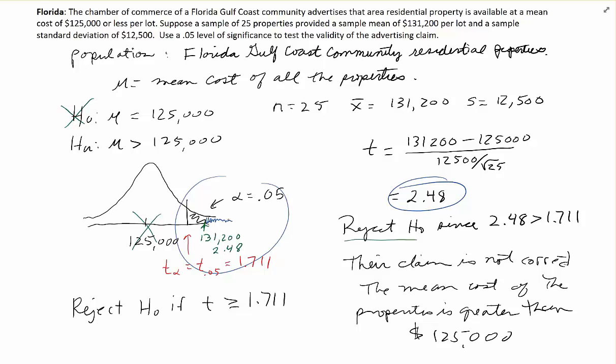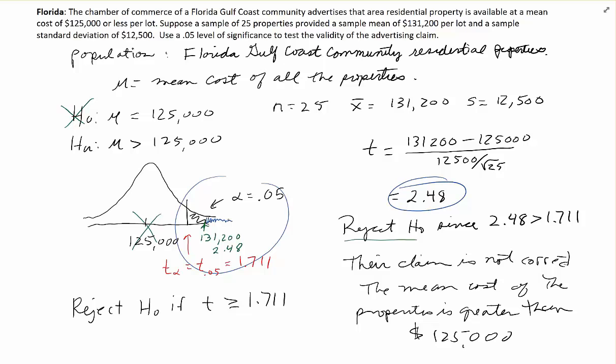And I can see right away that that's going to be less than 0.05. Remember that 0.05 is the area under the curve to the right of the decision line. And the p-value in this case is the area under the curve to the right of the 131,200, or at location 2.48 standard deviations to the right of the center.